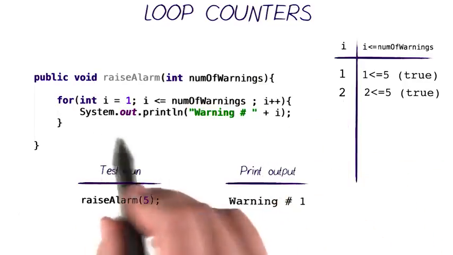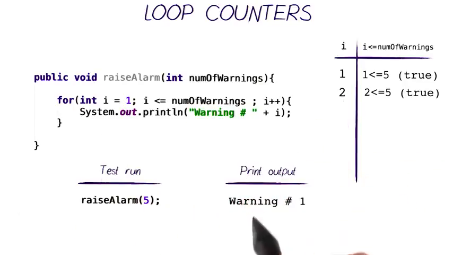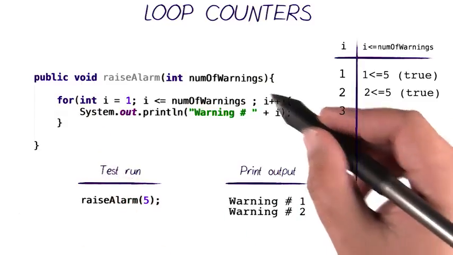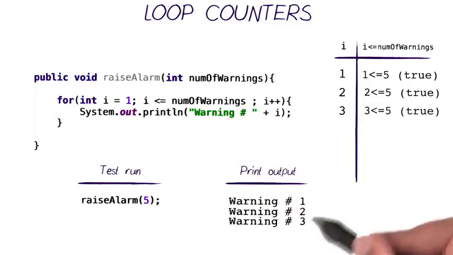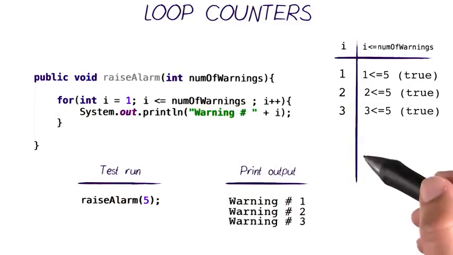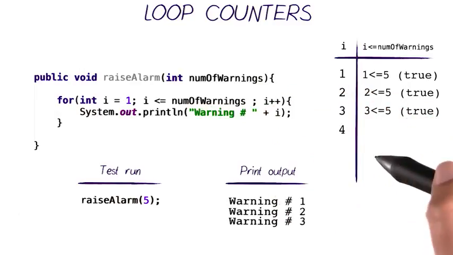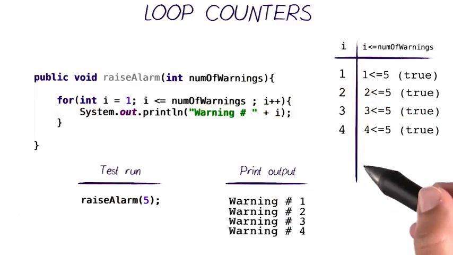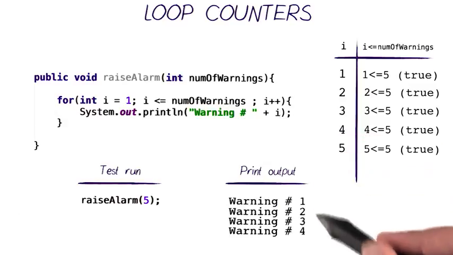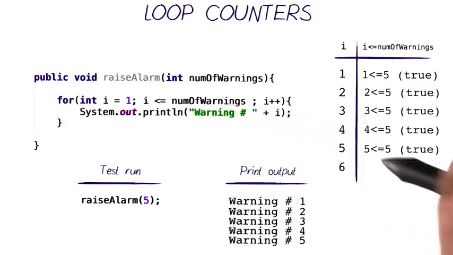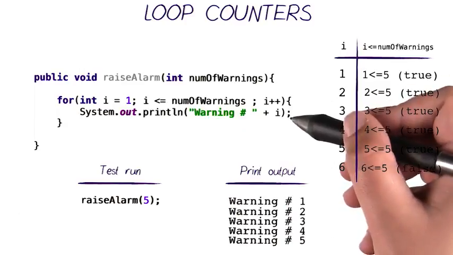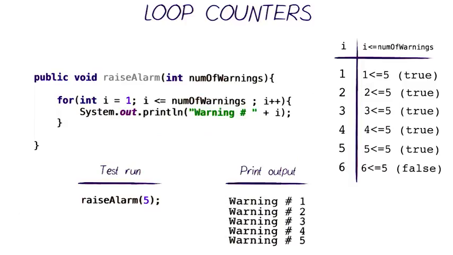Now I is equal to 2, so when we concatenate it with warning number, we get the message warning number 2. Iterating, so we increment I, we do our comparison, and then we step inside, making warning number 3 because I is 3. And the same for 4, we do our comparison, print it out, and 5, print it out, and then once I becomes 6, we do our comparison, so 6 is no longer less than or equal to 5, so we do not step inside our loop, and we just finish our function.